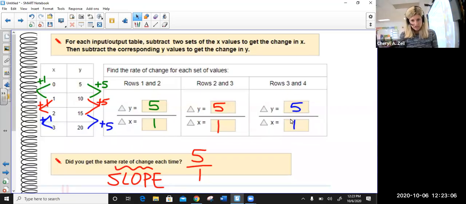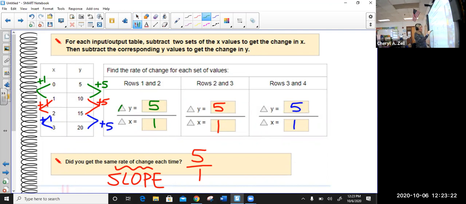All right, so let's just quickly review what we talked about before we left for lunch. Here we have a table showing the rate of change for each set of values. And what we learned was that these little symbols right here, the little triangles, are called the change in Y over the change in X.